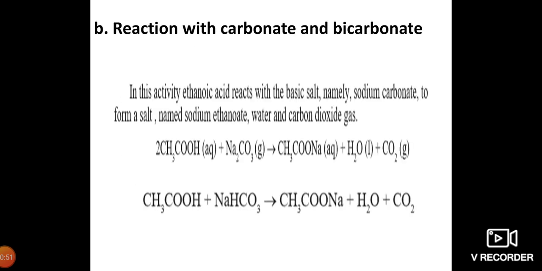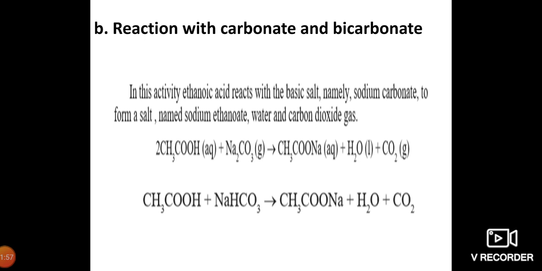Now let us see the reaction of ethanoic acid with carbonate and bicarbonate. Ethanoic acid reacts with sodium carbonate and forms sodium acetate, water, and carbon dioxide gas. Similarly, ethanoic acid reacts with sodium bicarbonate. It also forms sodium acetate, water, and carbon dioxide gas. In both reactions, carbon dioxide and water are formed, and similar products are formed after reacting with a base. That means when acetic acid reacts with a base, it forms salt and water. These are some reactions of ethanoic acid.